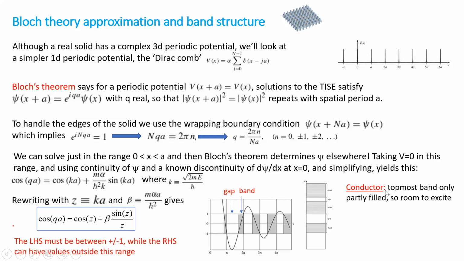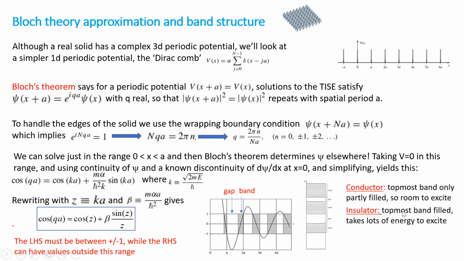So in a conductor, the topmost band is only partly filled. So electrons would be, say, filled up to halfway up this band. So right near the topmost electron energy, there are other available states. So there's room to excite those electrons by applying, say, a voltage or an electric field to the solid to stimulate those electrons up in energy and to get conduction going. Because the topmost band is only partly filled, that's a conductor.